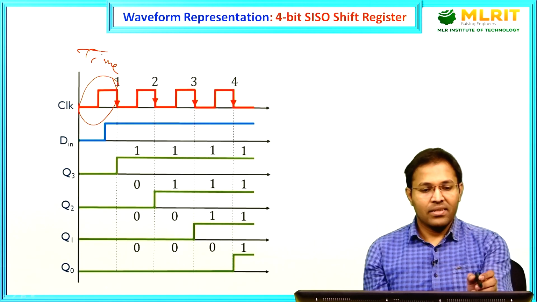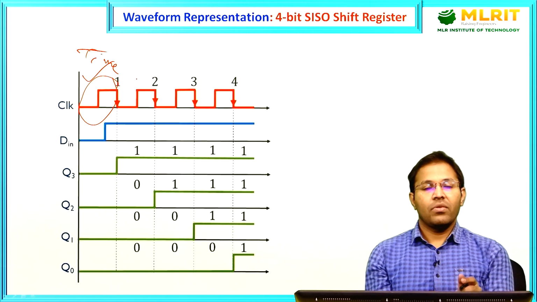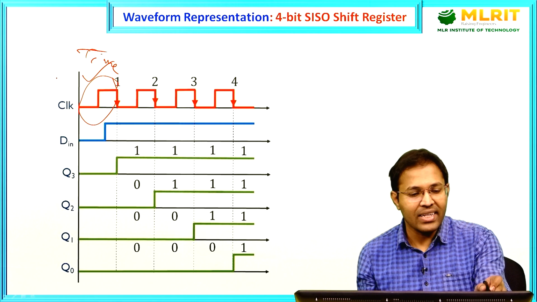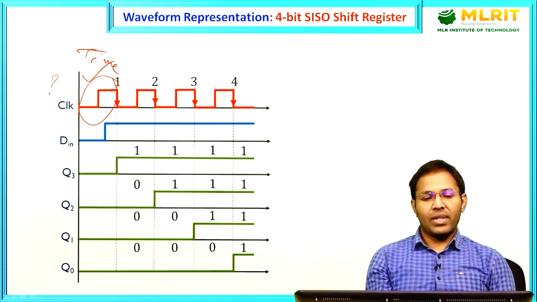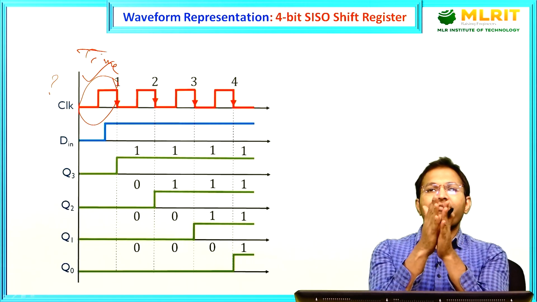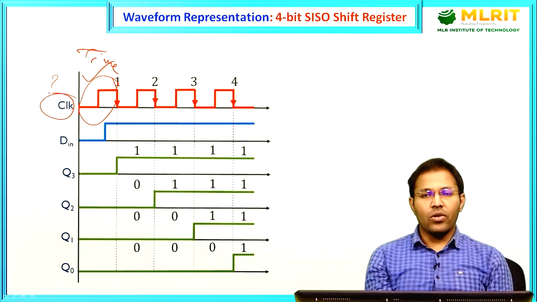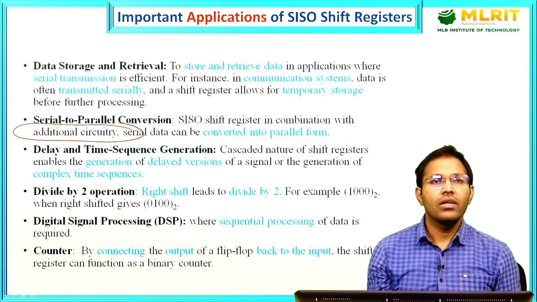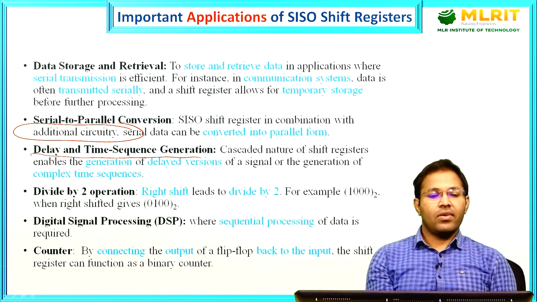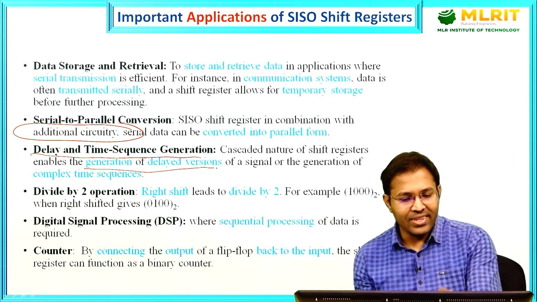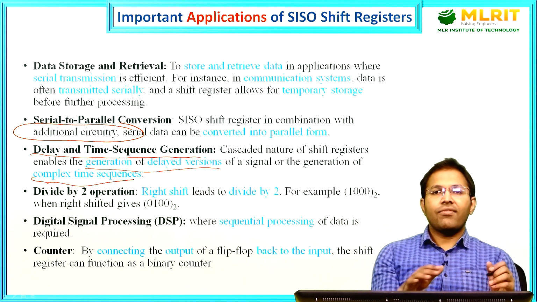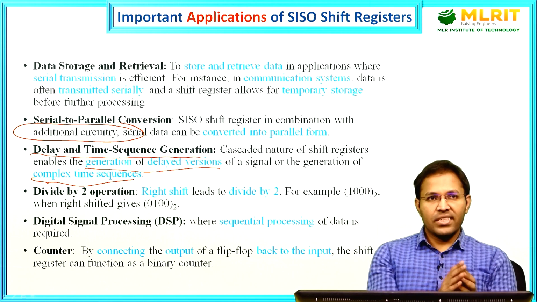And here we are dealing with the time, how much delay you want. That can be achieved by considering the D flip-flop. D flip-flop simply stands for delay flip-flop. Output is same as input, but it comes after delay, which is decided by your clock signal. So, another application is delay and time sequence generation, the generation of delayed versions of a signal. If you have different signals, you can generate the delayed version of such signals.